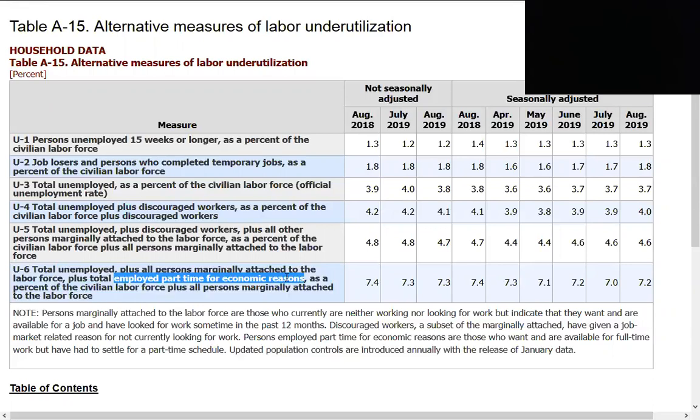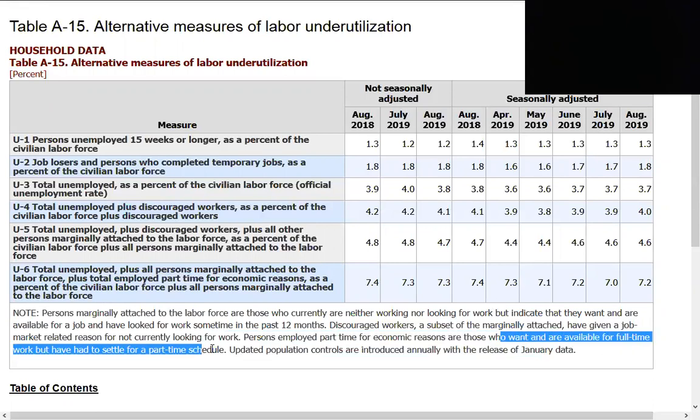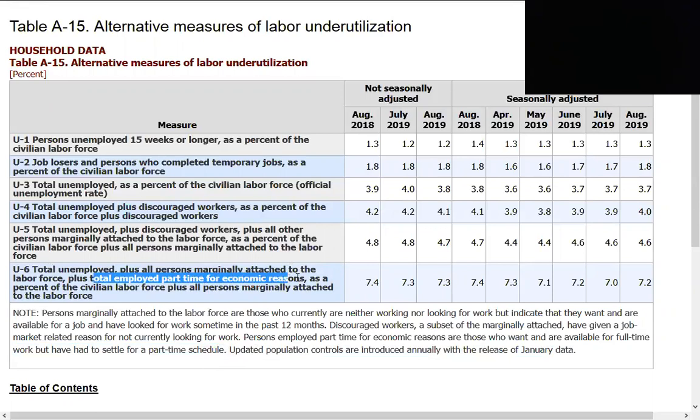And then the last one, near and dear to my heart, since I was one of these people: employed part-time for economic reasons. So I was available for full-time work, but I had to settle for a part-time schedule, right? So this is the broadest measure of unemployment. And we can see that if we bring these people in, so who else are these people? Total employed part-time for economic reasons. You all have driven in a car with one of them, I bet. Uber drivers, Lyft drivers, right? All this sharing economy stuff, the delivery drivers and so on, these are all people employed part-time for economic reasons. You think they want to be doing that? You think that's their number one pick at a career or job, you know what I mean?